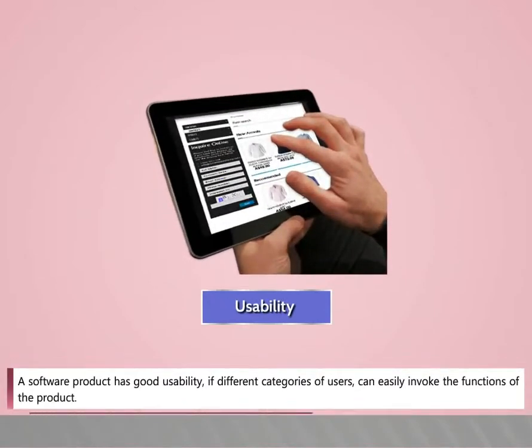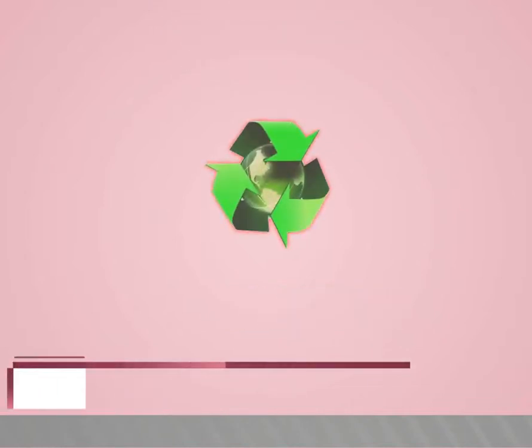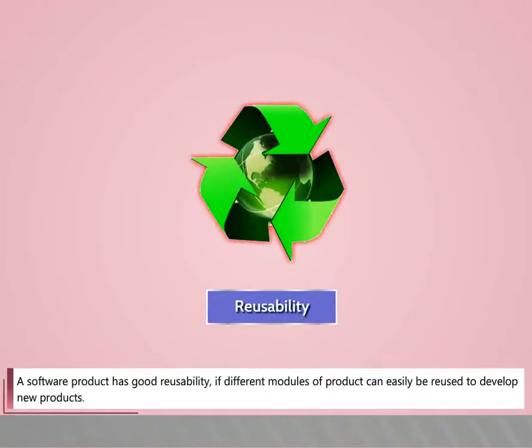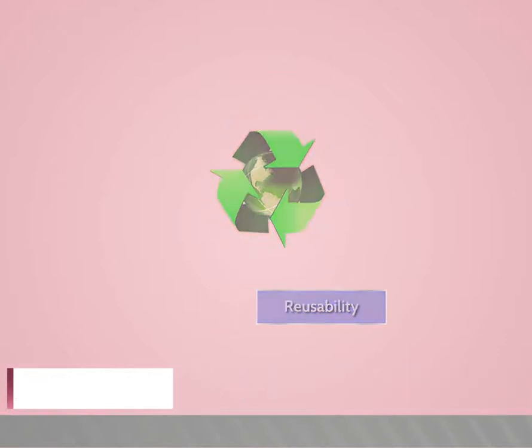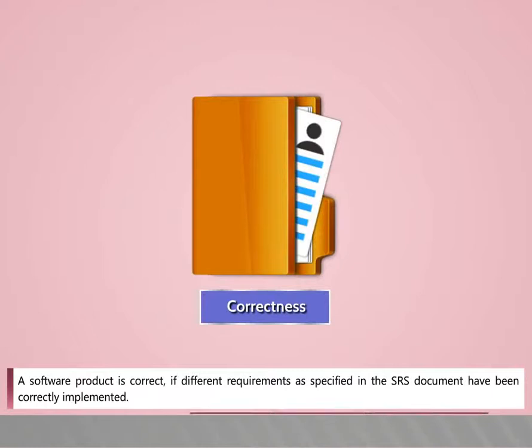Usability. A software product has good usability if different categories of users can easily invoke the functions of the product. Reusability. A software product has good reusability if different modules of the product can easily be reused to develop new products. Correctness. A software product is correct if different requirements as specified in the SRS document have been correctly implemented.